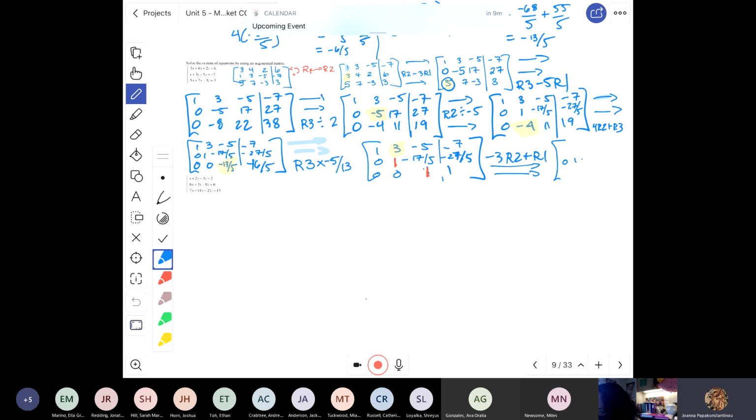I'm happy with this right now. And I'm definitely happy with this. So if I do -3 times row 2 plus row 1, what do I have? Now you have to do this operation, right? -3 times row 2 plus -5. Do the arithmetic. And what am I going to get there?